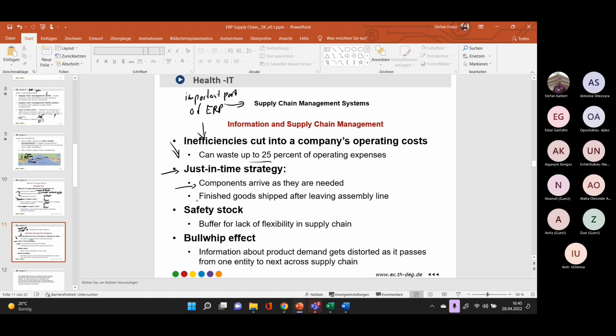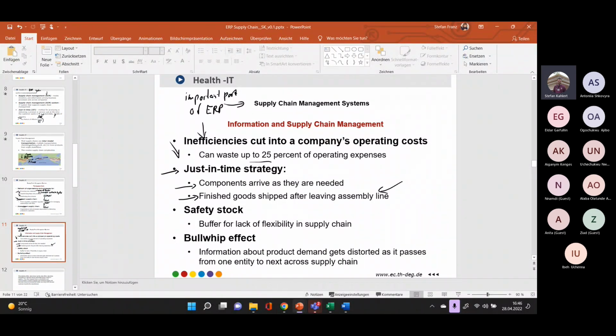And the other one is if you have finished goods, which can be a car, a router, server, switch, whatever, that they can be directly shipped or transferred to the end user when leaving the assembly line. So these are the two versions that can happen.